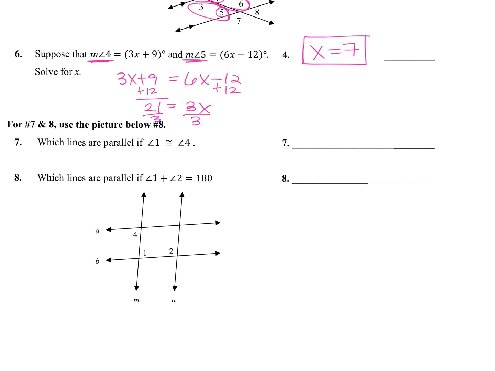Okay, look at the picture down below here. Which lines would have to be parallel if I tell you that 1 is congruent to 4? A and B, okay? If you look at angle 4 and angle 1, we're not even touching N, right? N has nothing to do with this problem. So A and B would be our parallels, and M would be our transversal, okay? So we would say that A is parallel to B.